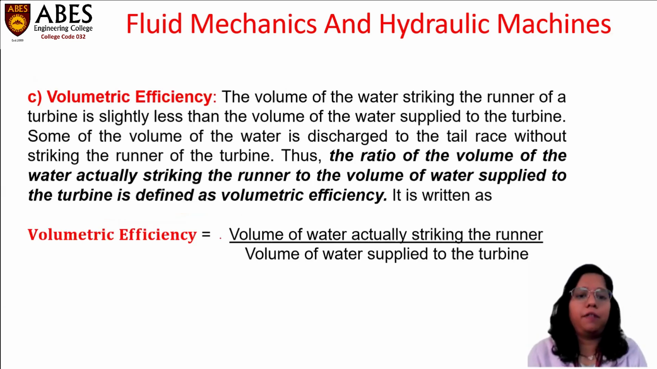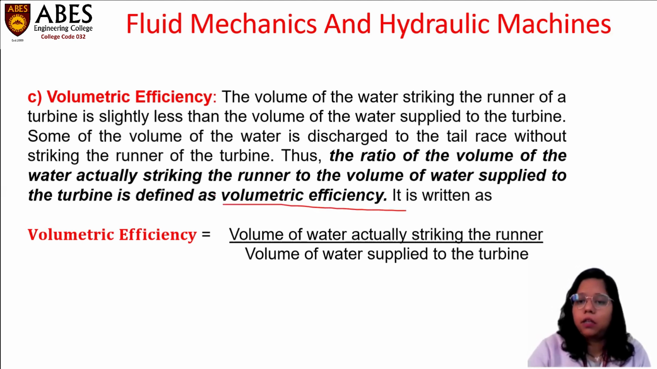Next is volumetric efficiency. The volume of the water striking the runner of a turbine is slightly less than the volume of the water supplied to the turbine. Some of the volume of the water is discharged to the tail race without striking the runner of the turbine. So that is considered here. The water goes directly into the tail race without striking the runner. Thus, the ratio of the volume of the water actually striking the runner to the volume of the water supplied to the turbine is termed volumetric efficiency.